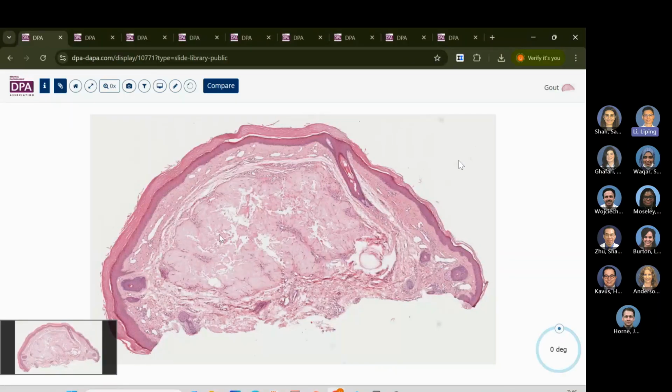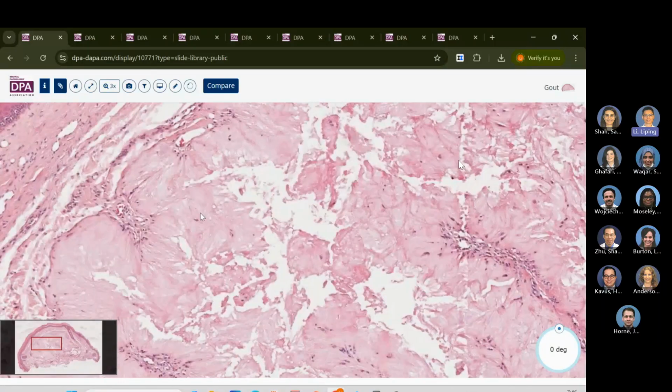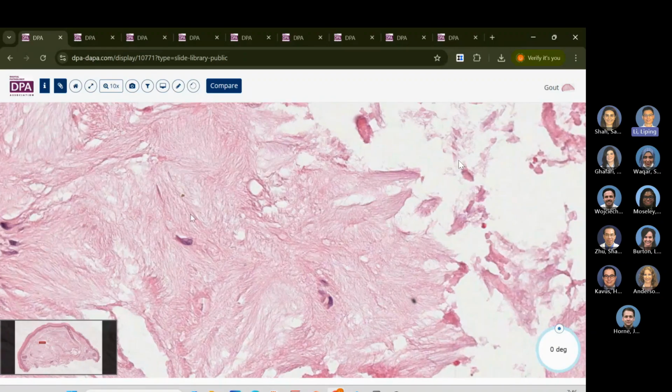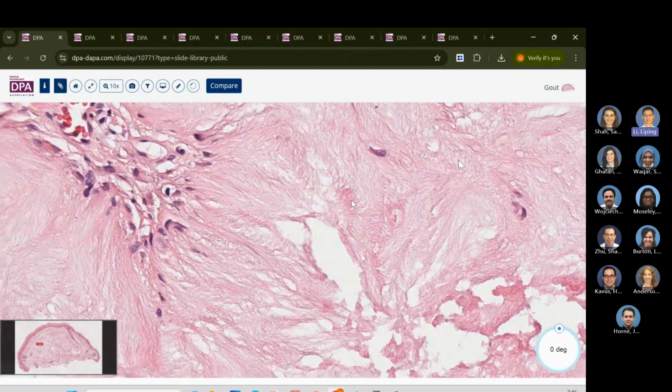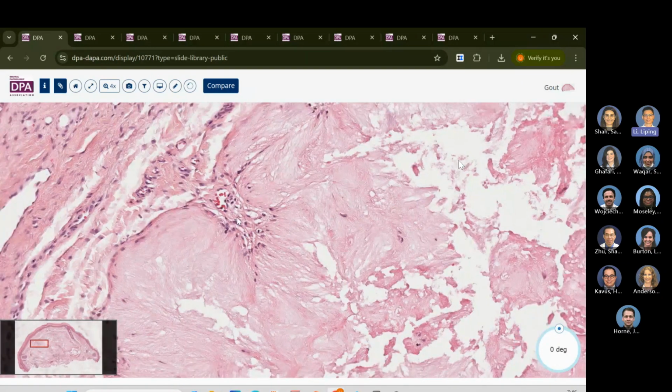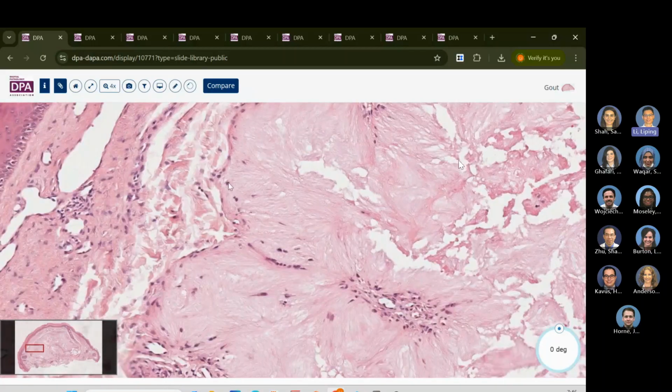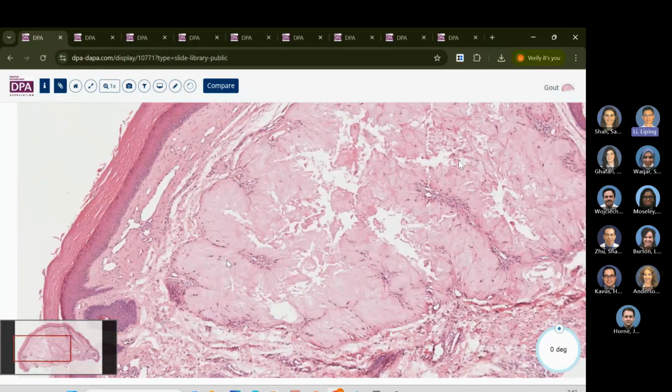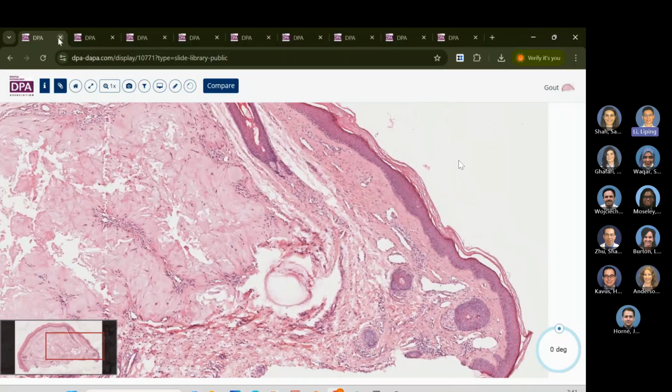Even at this power, we can see it's really different from the rheumatoid nodule. Even though the pattern looks the same, something hugging around, the material inside is crystal, kind of feathery needle-shaped, and then there are histiocytes surrounding it. So this is really good for gout.